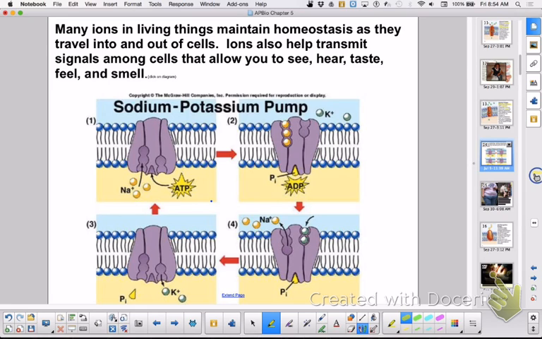And the sodium-potassium pump will take 3 sodiums that you can see right here, and it's binding onto them, and it's going to take these 3 and ship them out. And at the same time, it's going to take potassium from the outside and bring it in. So it's an exchange process. 3 pluses out, 2 pluses in.